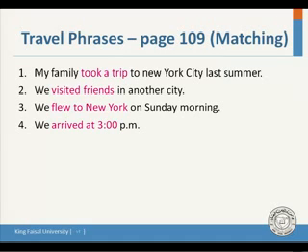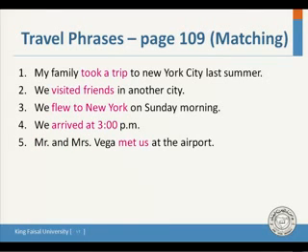We arrived at 3 p.m. When did we arrive? We arrived at 3 p.m. Notice the 4 sentences, these 4 sentences are all in the past. Took, visited, flew, and arrived.